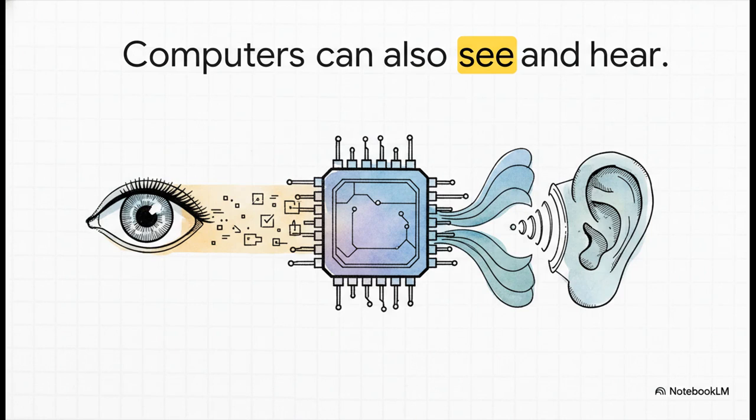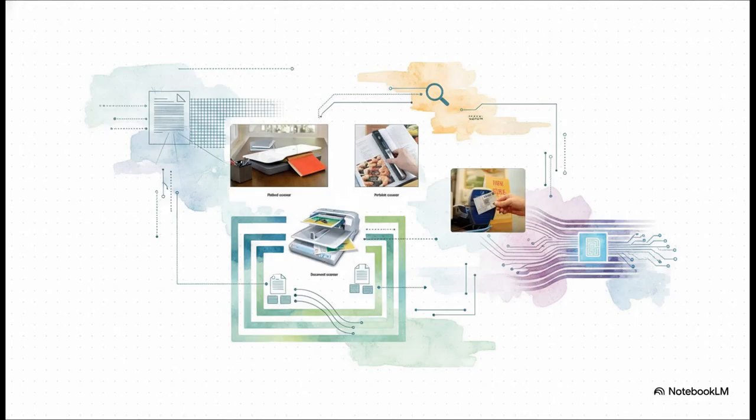To really get what's going on in our world, computers have started to develop their own senses, starting with sight and sound. Scanners are basically the computer's eyes. Their whole job is to turn physical stuff into digital data. A flatbed scanner can read a photo or a document, and believe it or not, that's the same basic tech at work when a card reader sees the data on your credit card's magnetic stripe.